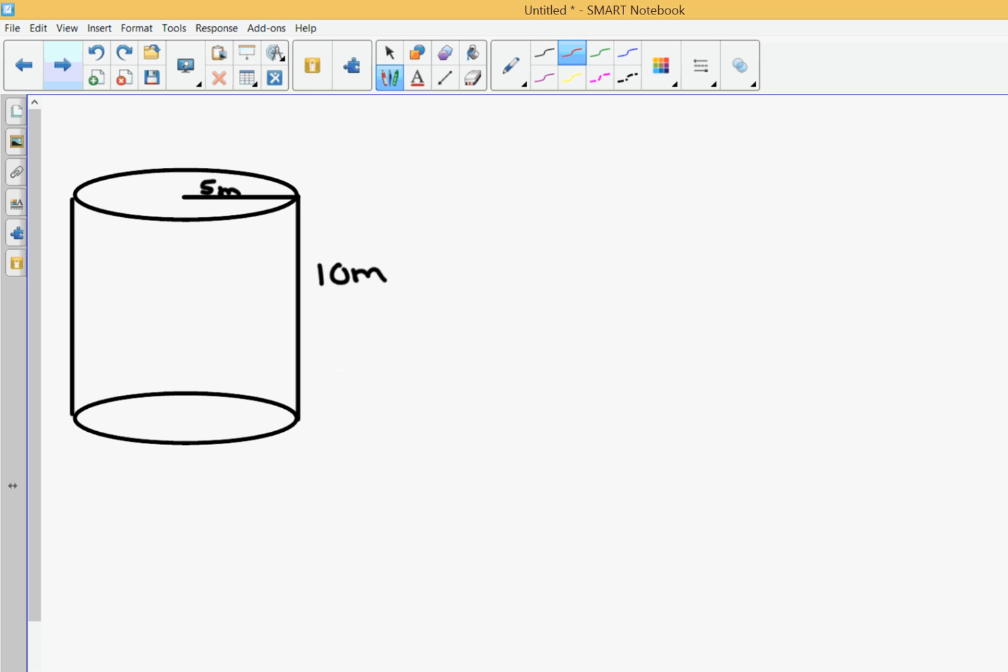And here's a question for you to try. I'd like you to find for me, please, the surface area of this cylinder to 1 decimal place.